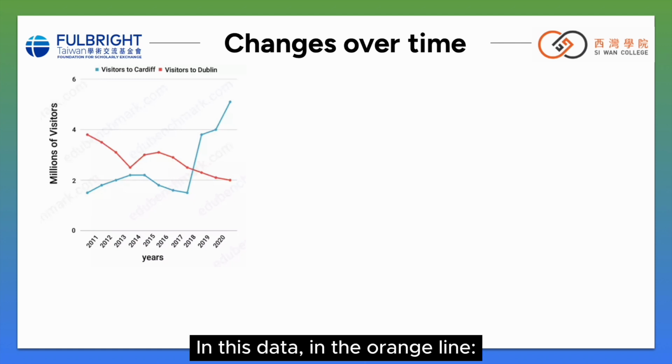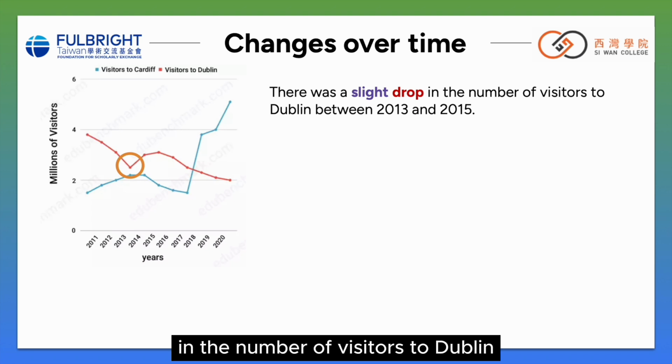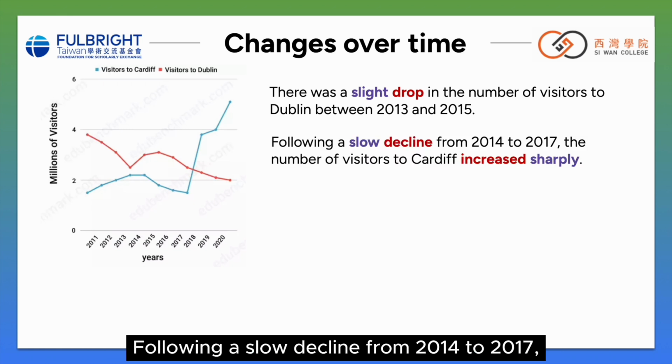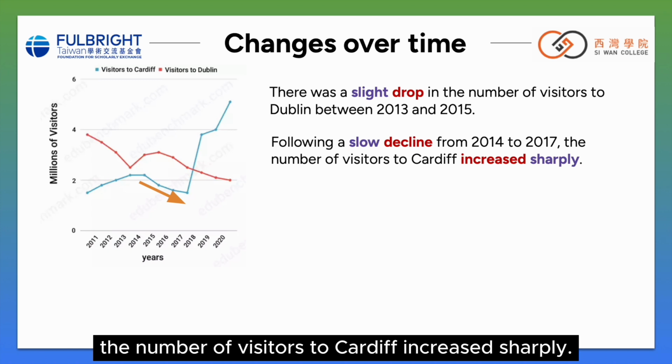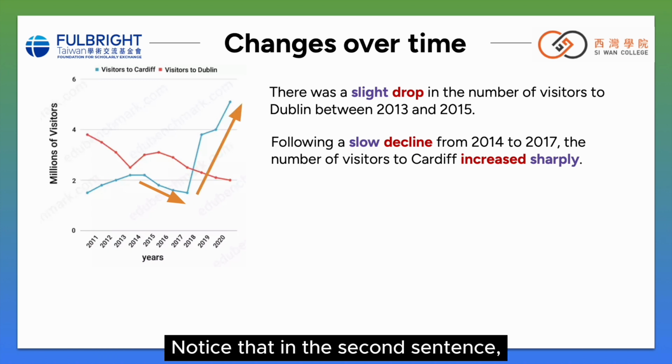In this data, in the orange line, there was a slight drop in the number of visitors to Dublin between 2013 and 2015. When we look at the blue line, following a slow decline from 2014 to 2017, the number of visitors to Cardiff increased sharply. Notice that in the second sentence, I'm describing two different changes that have happened over time. You can also do this in your sentences.